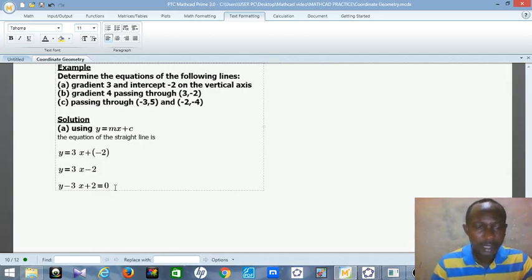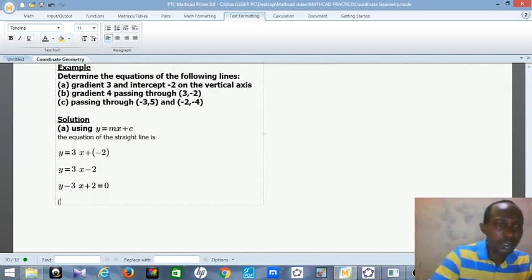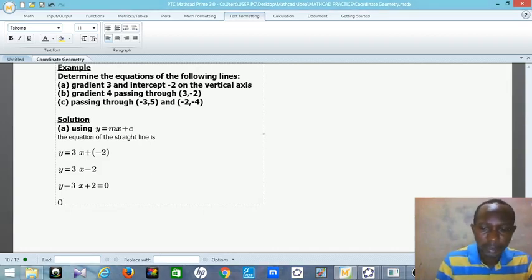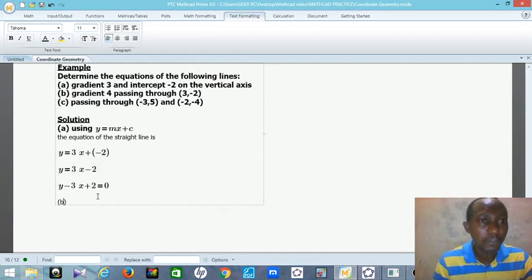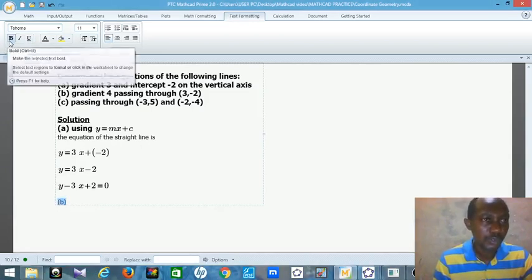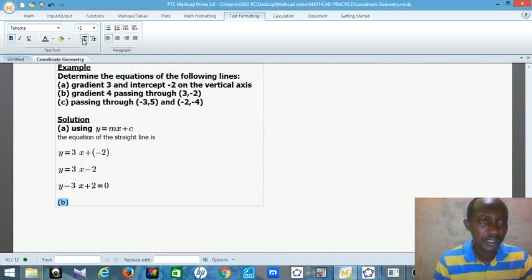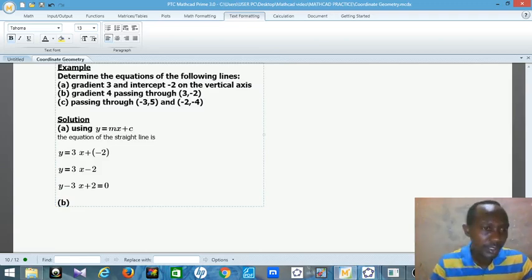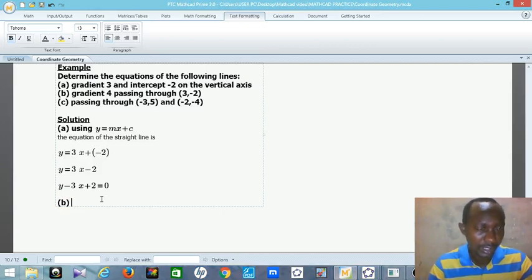The B part says we should solve for the equation of the line, and they gave a gradient and a point. I've already told you what to do when a gradient and a point is given. When you refer to those three equations I summarized in our last class, which I also put at the beginning of this class, you use this.